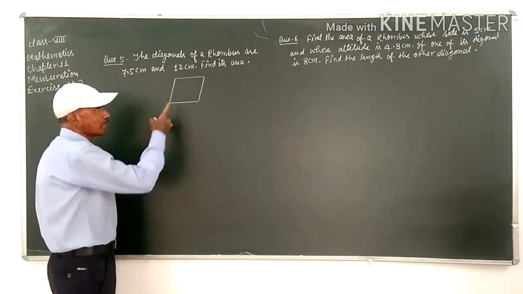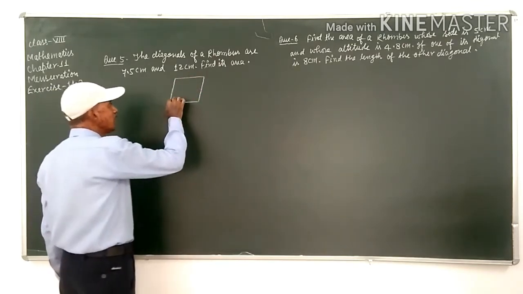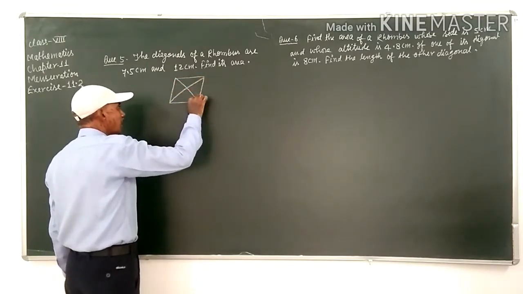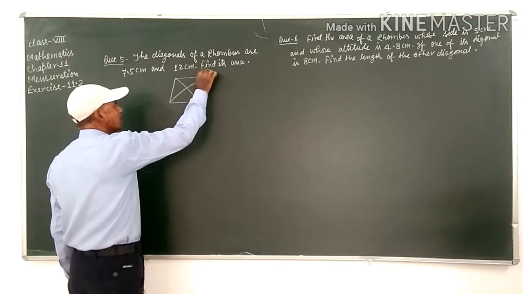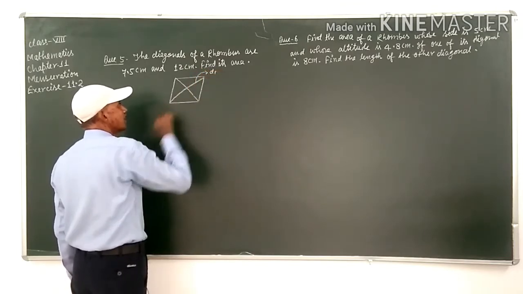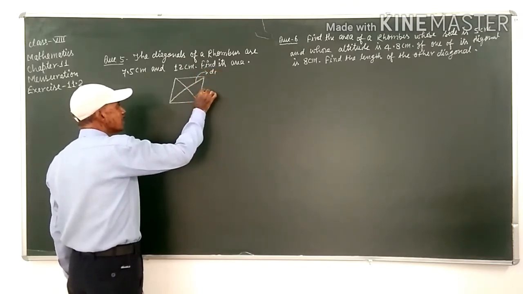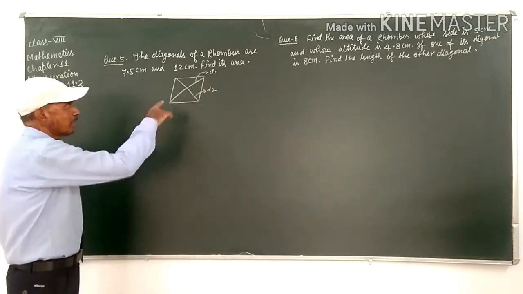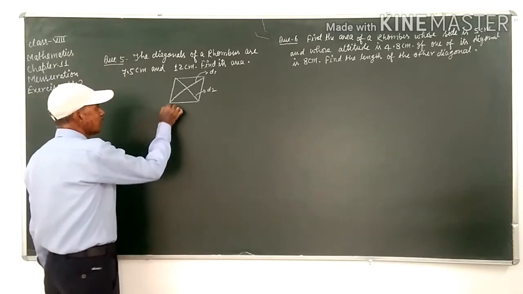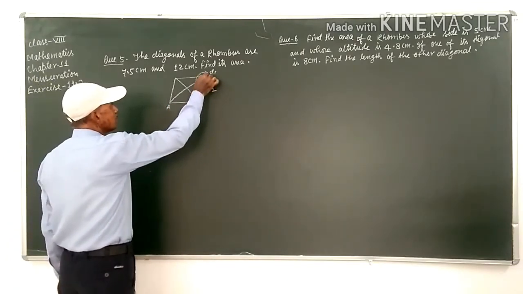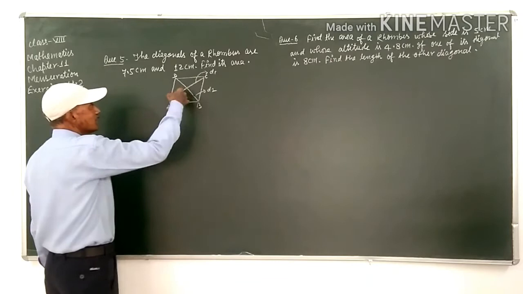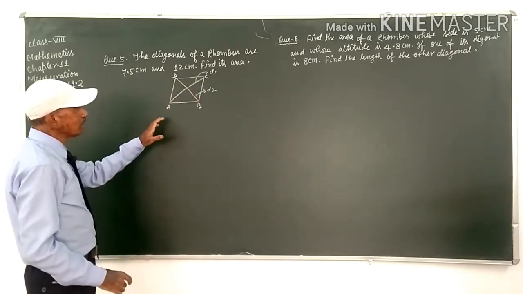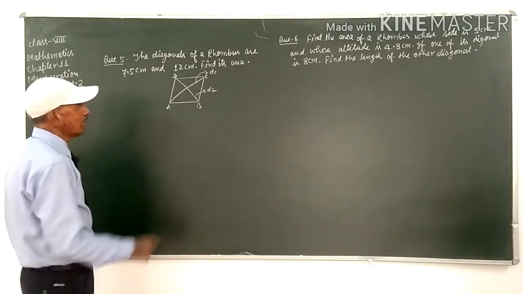All sides of a rhombus are of equal length. Diagonals are given here, this one and this one. Student, this one is D1, diagonal 1, and this is D2, diagonal 2. There are two diagonals and the figure is ABCD. This is a rhombus and the diagonals of the rhombus are given. Now we have to find out the area of this rhombus.